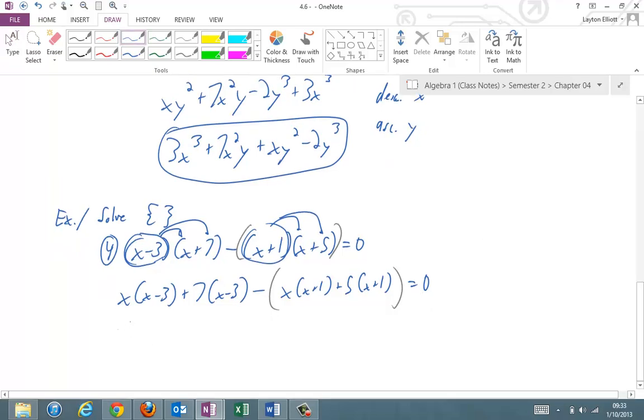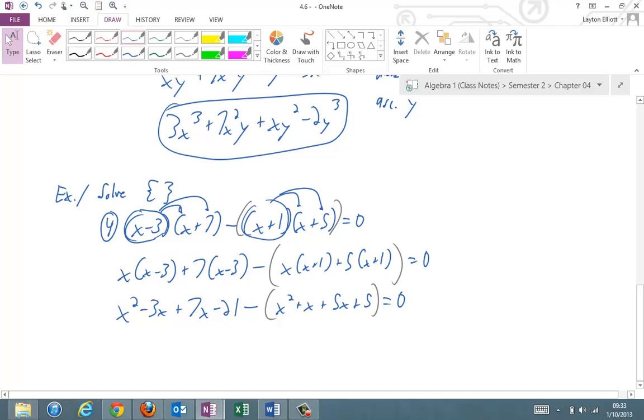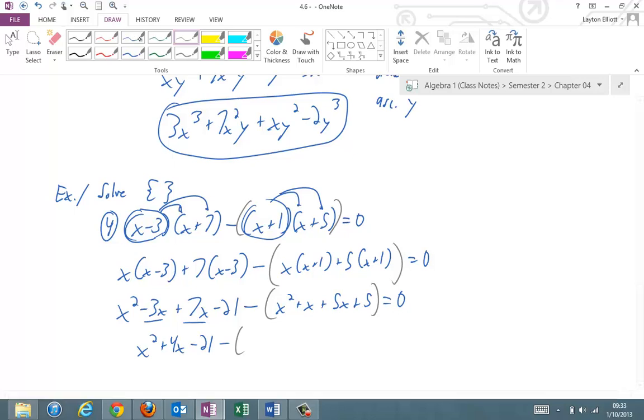Continue with the distributive property, x squared minus 3x plus 7x minus 21 minus, still have a giant set of parentheses, x squared plus x plus 5x plus 5 equals 0. Going to combine these like terms to get x squared plus 4x minus 21 minus, then still have a giant set of parentheses because I need to simplify within the parentheses following order of operations, x squared plus 6x plus 5 equals 0.